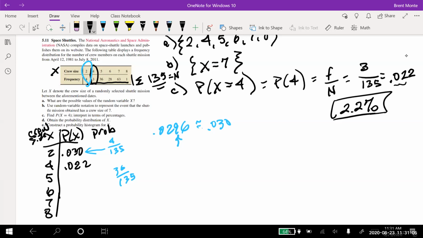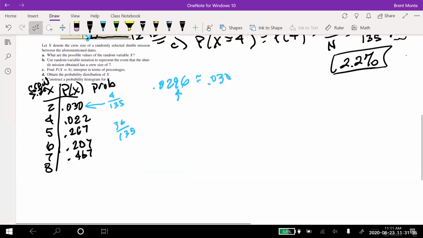So let's see, the 36 divided by 135, 0.267. The next one was 28 divided by 135, 0.207. For 7, it was 63 divided by 135. So 0.467. And then that last one, the frequency was just 1. So 1 divided by 135, 0.007. Now, I'm going to add these up as a check.